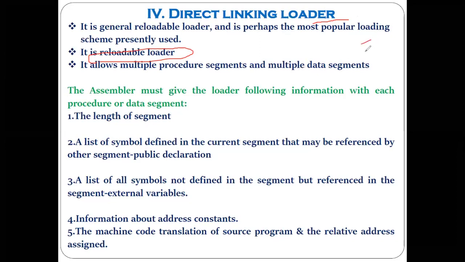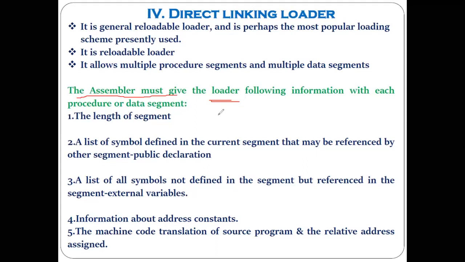It performs all the functionality that is performed by the general loader scheme: it performs allocation, it performs relocation, and it performs loading, and sometimes it can also perform linking. Okay. So this direct linking loader has to receive different information from the assembler, and the assembler must give different kinds of information to this loader.